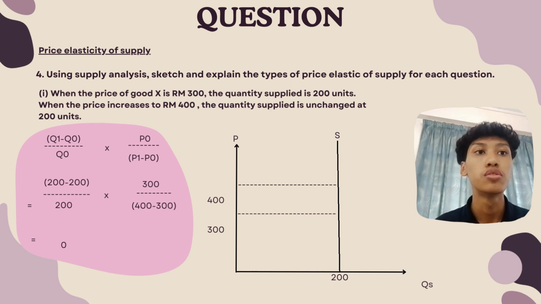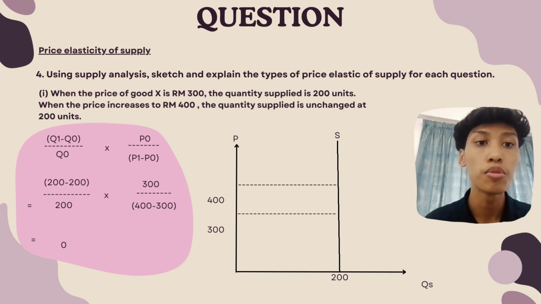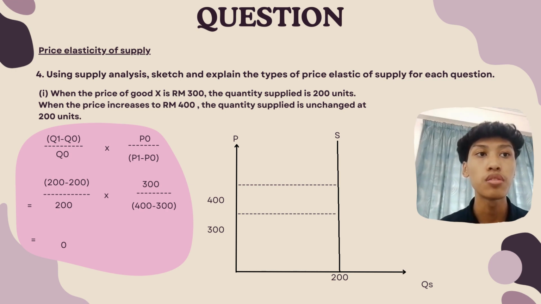Question 4. Using supply analysis, sketch and explain the types of price elasticity of supply for each question. Roman 1. When the price of good X is 300 ringgit Malaysia, the quantity supplied is 200 units. When the price increases to 400 ringgit Malaysia, the quantity supplied is unchanged at 200 units.